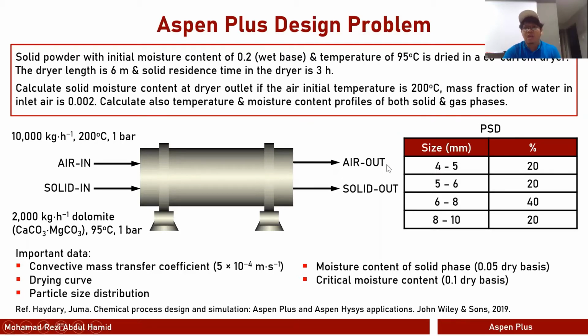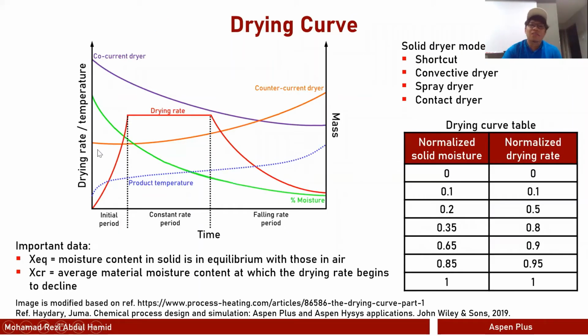And then here we have the particle size distribution of our solid dolomite. Around 20% is between 4 to 5 millimeters, 20% is between 5 to 6 millimeters, around 40% is between 6 to 8 millimeters, and lastly, the remaining 20% is between 8 to 10 millimeters in size. Okay, these images were modified based on these references.